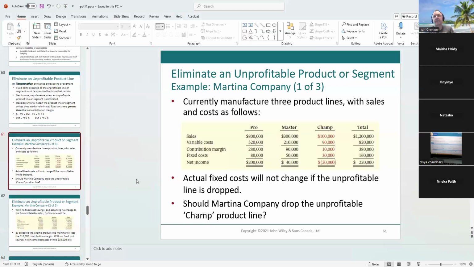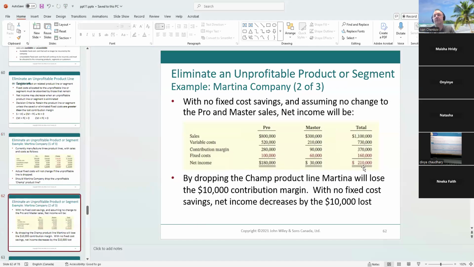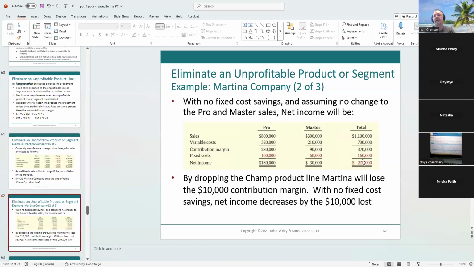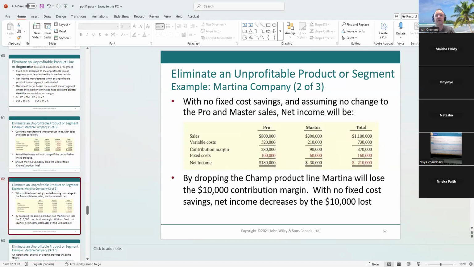Okay, let's go now to the slides again. And again, if we do this, our income is going to be $10,000 less. As you can see, 160 now are allocated to the other two lines, but it's still 160. We're not improving anything. So the contribution margin from the champ is gone, so that affects our total income.